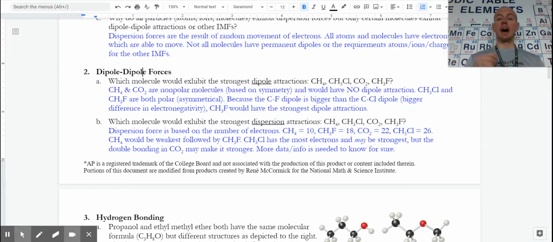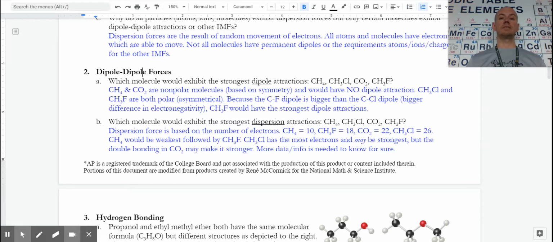CH4 is nonpolar. The bonds themselves are nonpolar, and the molecule is symmetrical. CO2 has polar bonds. The electrons are pulled each way towards the oxygen, but they are pulled equally in opposite directions, and the molecule as a whole is symmetrical. So they have no dipole moment, and therefore no dipole-dipole attractions.